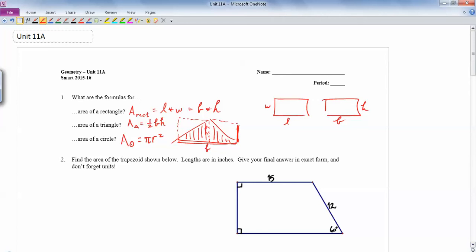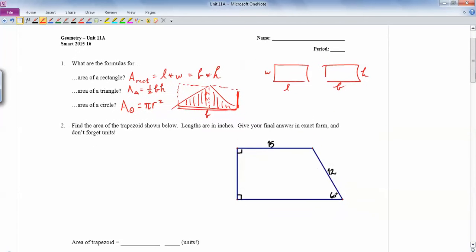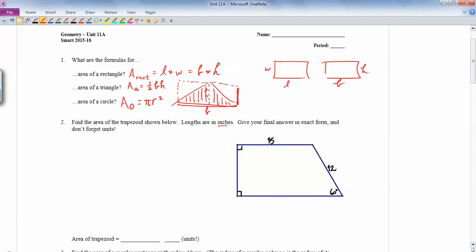Okay. So number 2, find the area of the trapezoid shown. And notice it says lengths are in inches. Give your final answer in exact form. So lengths are in inches, areas are going to be in square inches. So let's see, what can we do with this? If I chop it here, really what I've done is I've created two simple shapes, a rectangle on one side and a triangle on the other.